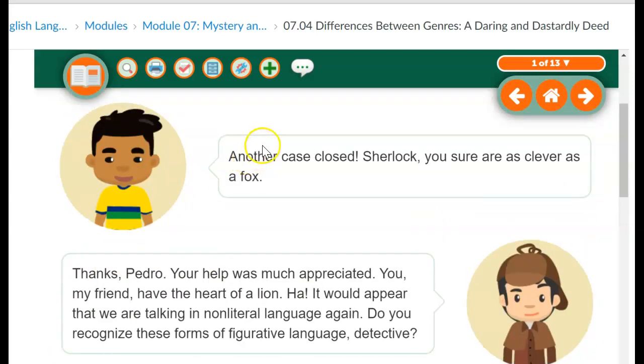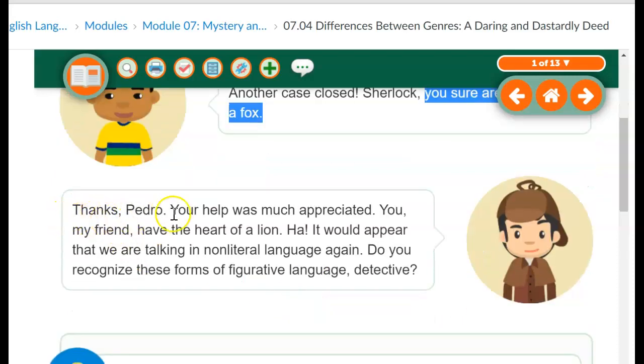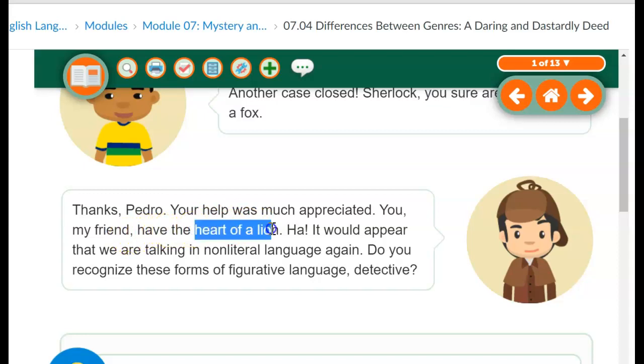So Pedro says, another case closed. Sherlock, you sure are as clever as a fox. So you are as clever as a fox. So is Pedro saying that Sherlock's a fox? Nope. Sherlock says, thanks, Pedro. Your help was much appreciated. You, my friend, have the heart of a lion. So does that mean that Pedro has a lion's heart? It would appear that we are talking in non-literal language again. Do you recognize these forms of figurative language, detective?